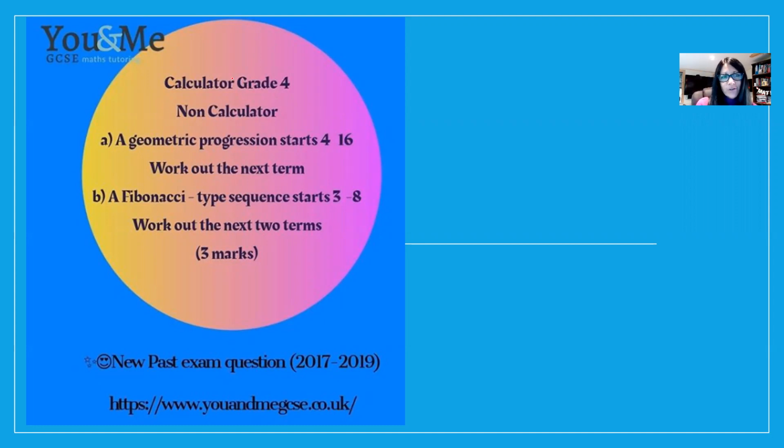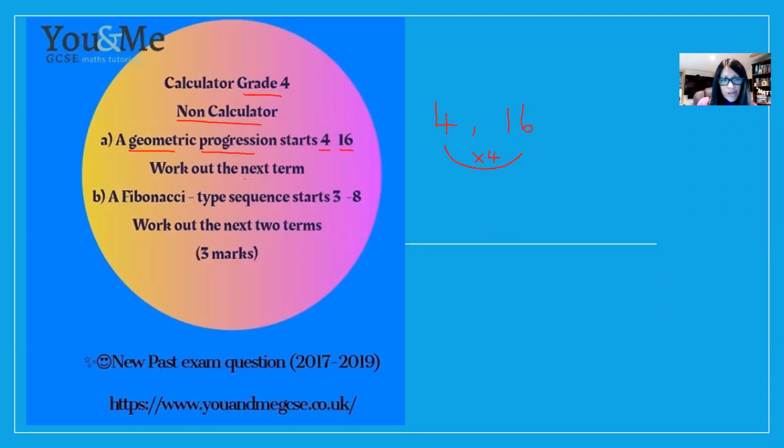So the first one is a grade 4 and it's non-calculator. A geometric progression starts 4, 16. Geometric, there are lots of types of sequences. Geometric means there's a common ratio between each term. That just means, what do I multiply by to get to each term? Well, I multiply by 4, so the common ratio is 4.